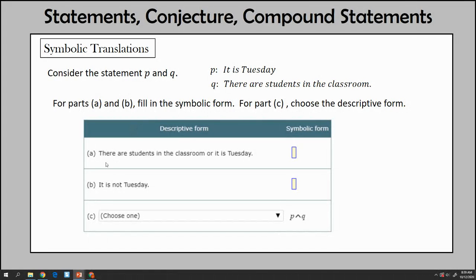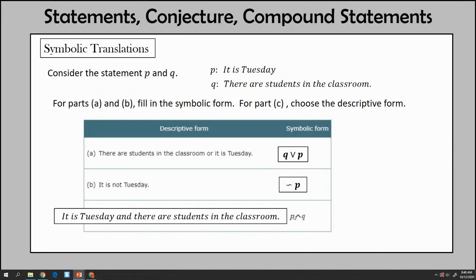All right, so how would we represent there are students in the classroom or it's Tuesday? There are students in the classroom is Q, or is the V symbol, it's Tuesday P. So Q or P is how we'd write that. Today is not Tuesday. Well, that's the negation of P. What is this? This should say it's P and Q, right? So it should say it is Tuesday and there are students in the classroom. Just using the symbols and these statements to write it out.